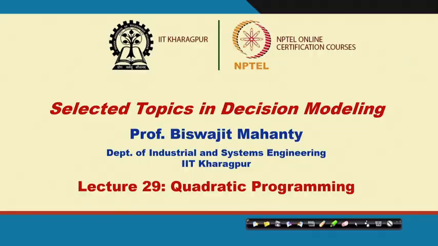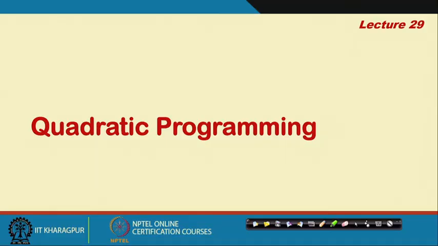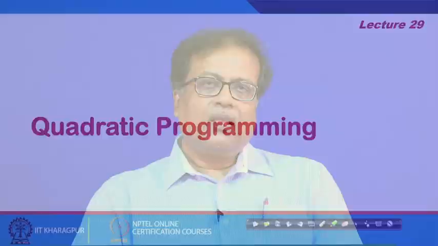So, in our course Selected Topics in Decision Modeling, we are in our 29th lecture, that is quadratic programming. In this particular lecture, we are going to see how this specific type of problem, that is quadratic programming problems, can actually be solved by a combination of the Karush-Kuhn-Tucker conditions and the linear programming principles, right.